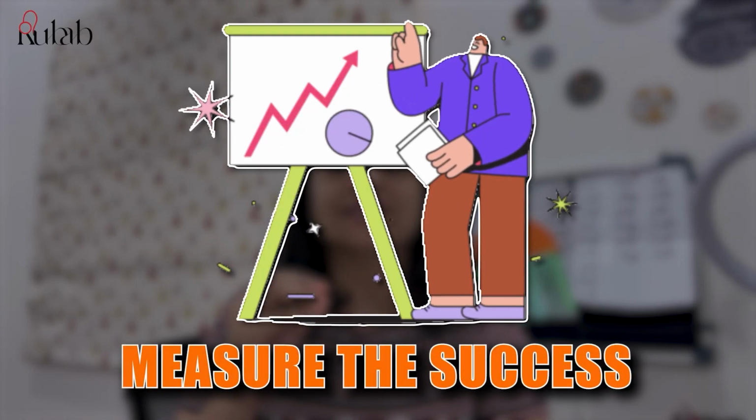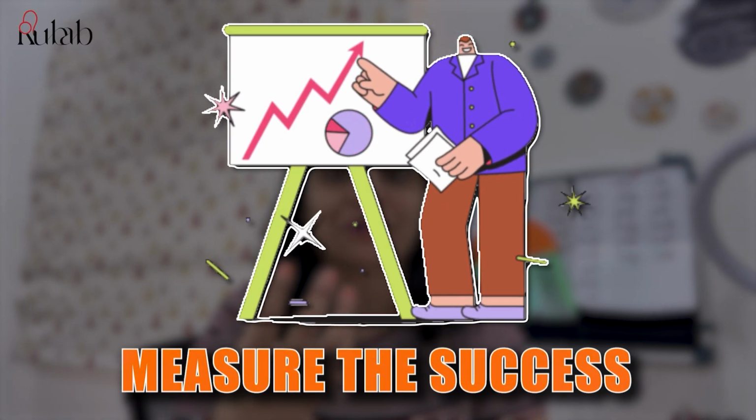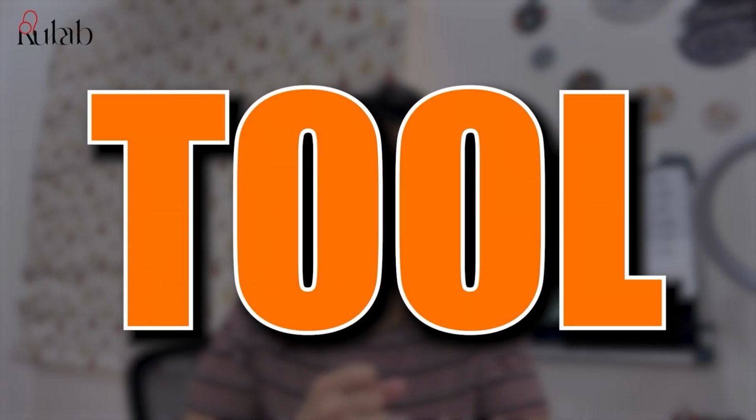Firstly, if you do not already know, the main reason that product managers are responsible for setting the goals and the metrics related to those goals is so that they can measure the success or the failure of a product. So it's a very useful tool for a product manager to leverage.